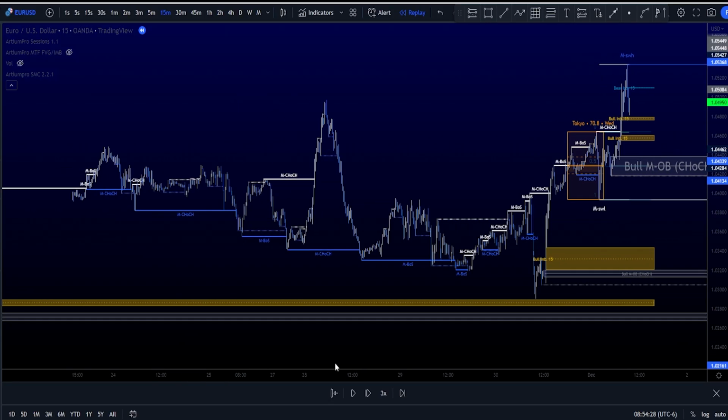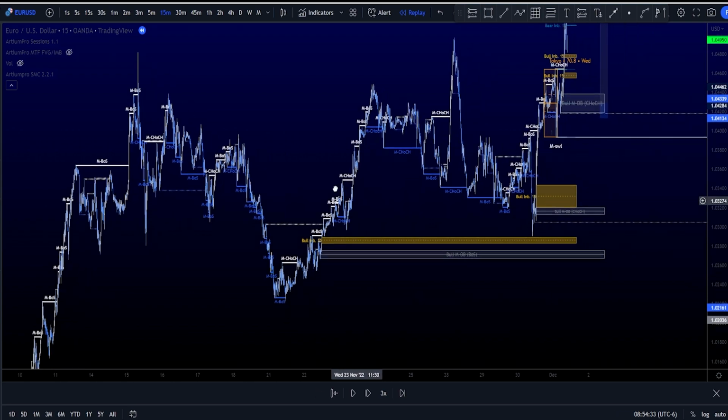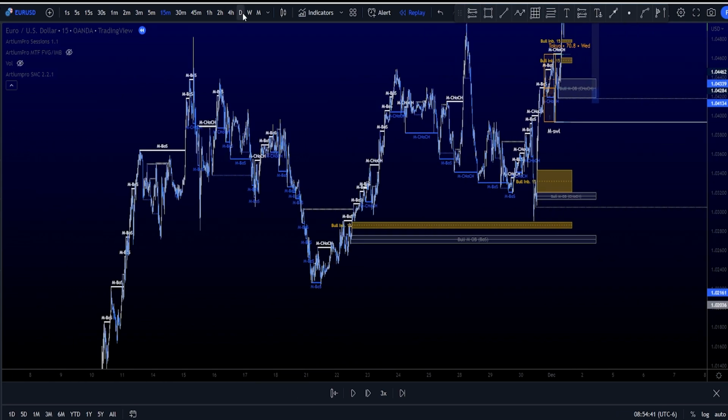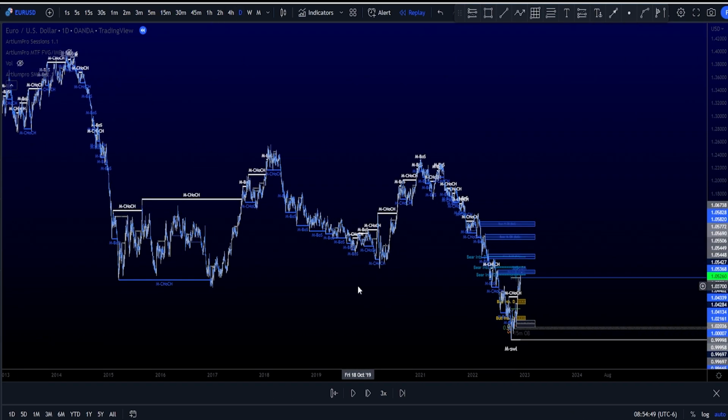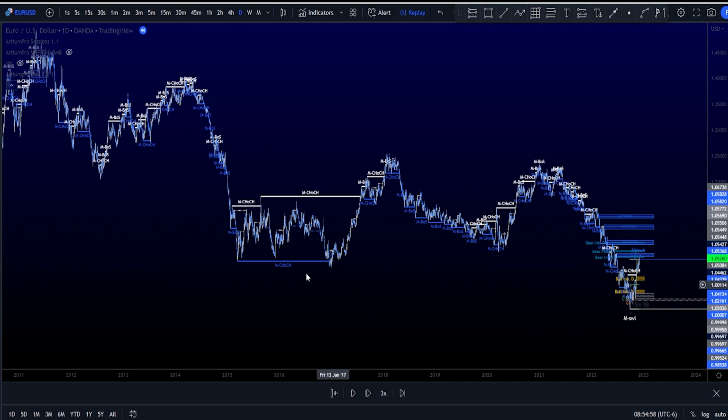So we're going to look at Euro USD. We're on the 15-minute time frame. Let's go on up to the daily. We're going to get our bias. So this is going back 10 years. You can see that we are in a downtrend.